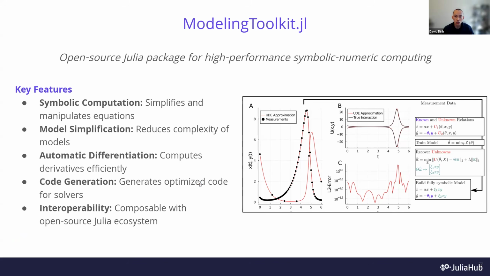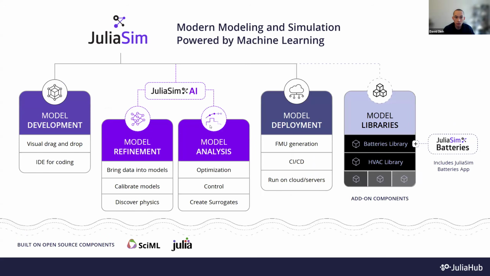Okay, so while Julia and ModelingToolkit are the open source components for this modeling and simulation framework, JuliaHub is building out an ecosystem to help enable this framework and also help enterprises adopt it. At the center of JuliaHub's ecosystem is what we call JuliaSim. It is built on top of Julia and ModelingToolkit.jl. So basically, you can think of JuliaSim as being built on top of open source components.